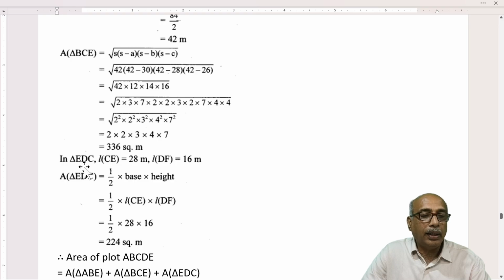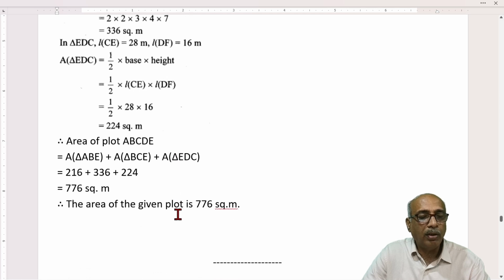In triangle EDC, CE equals 28 and DF equals 16 meters. So area of triangle EDC equals half base into height. So half of CE into DF equals half of 28 into 16. So 2 ones are 2, 14 into 16 is 224.